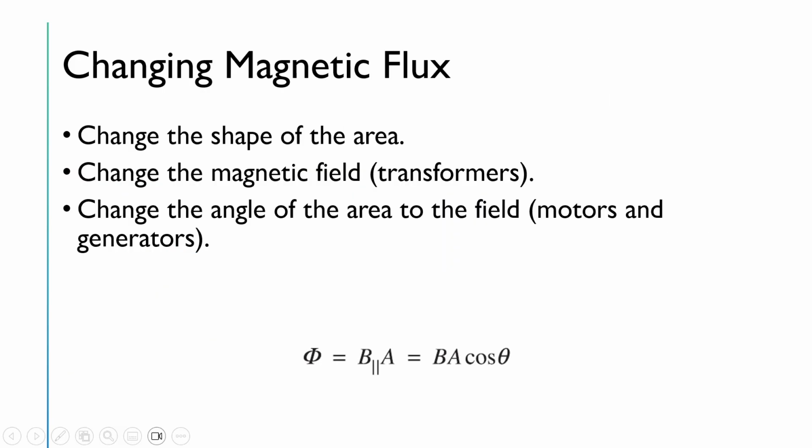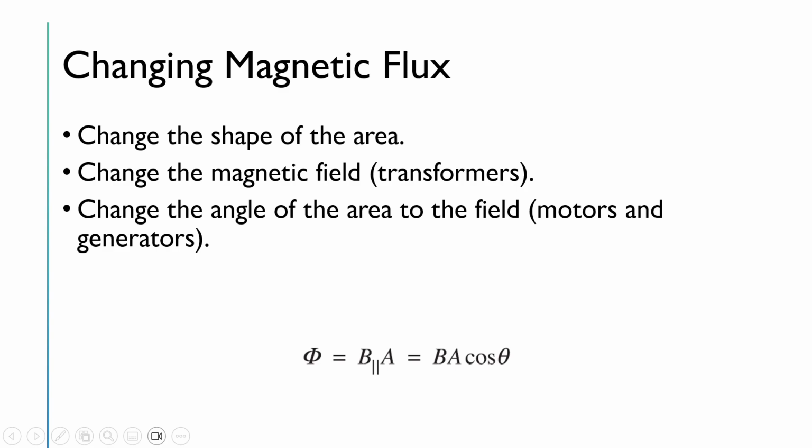So how can we change magnetic flux? Because this is going to be quite an important concept moving into the rest of Module 3. Essentially, there are 3 ways because there are 3 variables in the magnetic flux formula. We could change the shape of the area that you're looking at. If you change the shape, you change the amount of area, and therefore you would change the amount of flux.